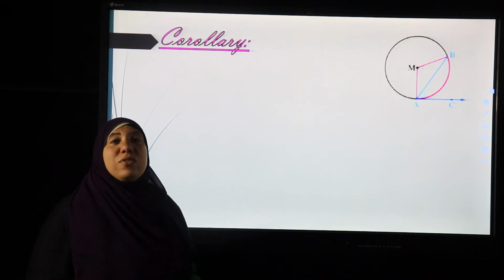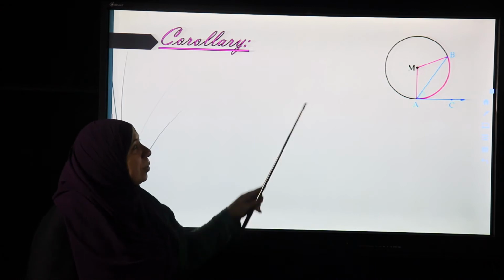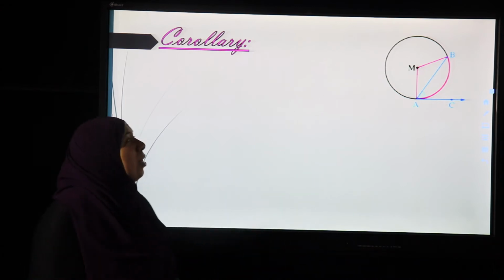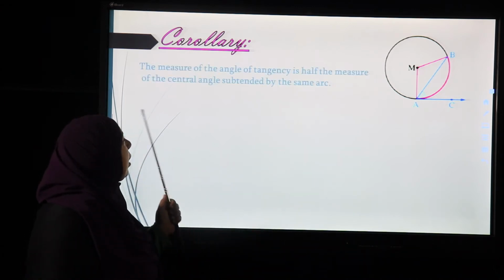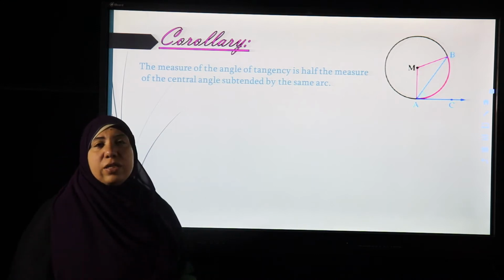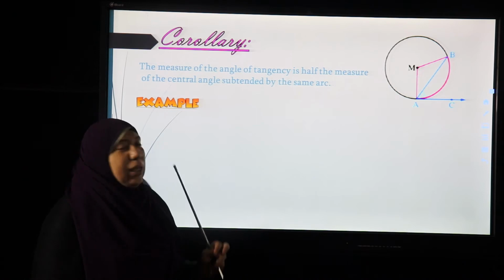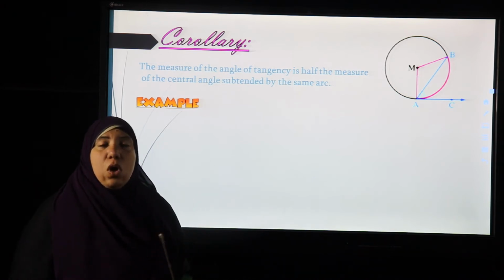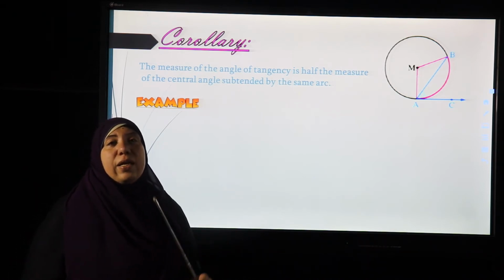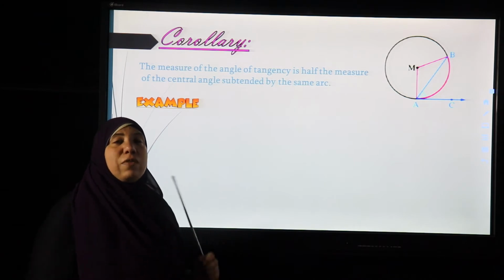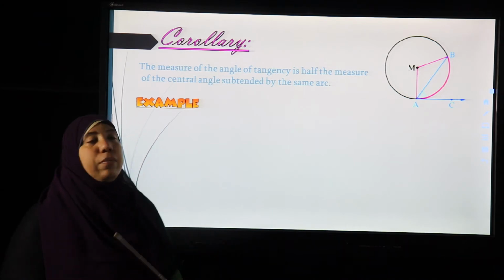Again, if I have a central angle subtended by the same arc AB, the angle of tangency equals half the measure of the central angle. So now the angle of tangency equals half the measure of the opposite arc, half the measure of the central angle, and equals the inscribed angle, if they are all subtended by the same arc.